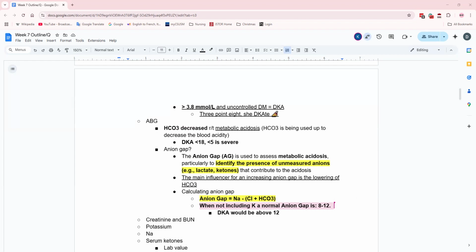Now, it's really important for your anion gap in this situation. You want to be able to, quote unquote, close the anion gap. That means basically lowering that number back down below 12, getting into our normal range of 8 to 12.